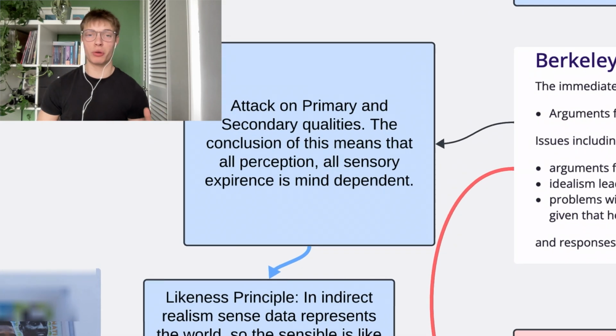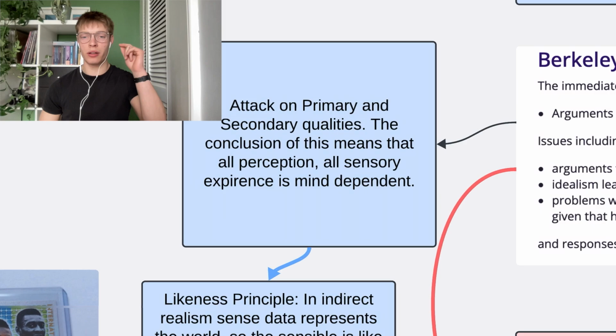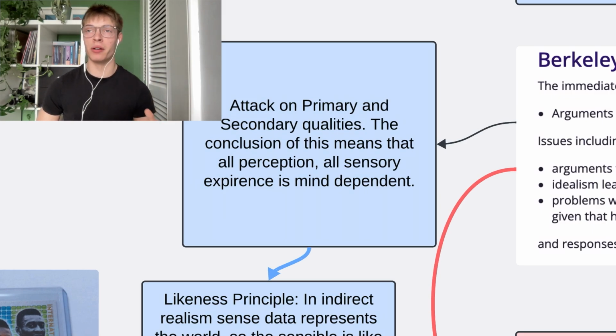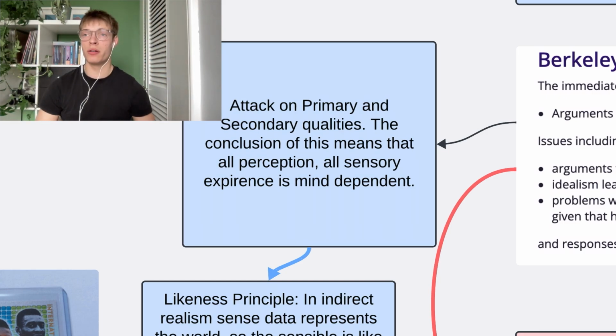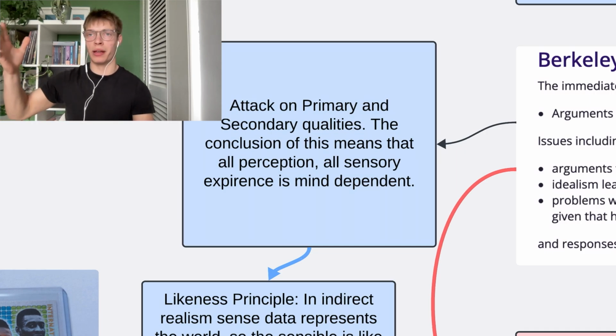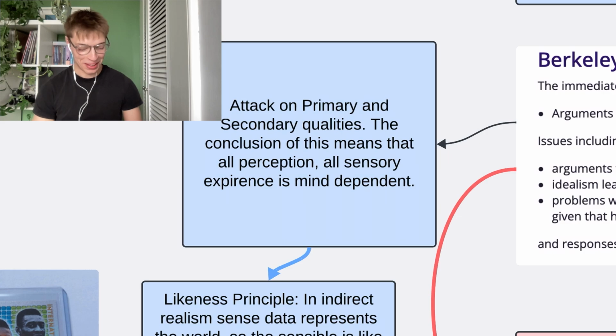Because if the secondary qualities are dependent on the mind, it follows that the primary qualities are also dependent on the mind. As with the apple in our mind, you take away the secondary qualities, and you don't have any object in your mind. And so it can't have shape or extension, because you don't have an object to begin with. And so nothing has no qualities. Okay?